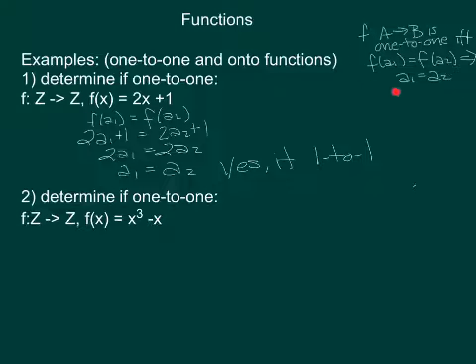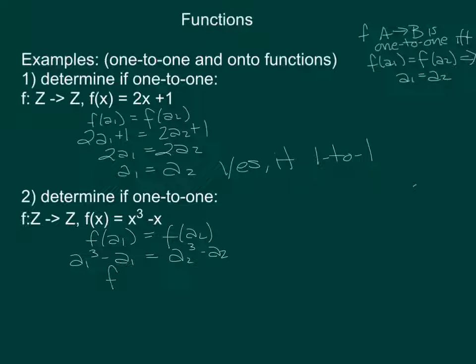Using the same technique of using this definition here to determine if f of x equals x cubed minus x is a one-to-one function, we're going to look at f of a1, and what it means if it's equal to f of a2. So plugging into our function, we have a1 cubed minus a1 is equal to a2 cubed minus a2. Now, does that necessarily mean a1 is equal to a2?